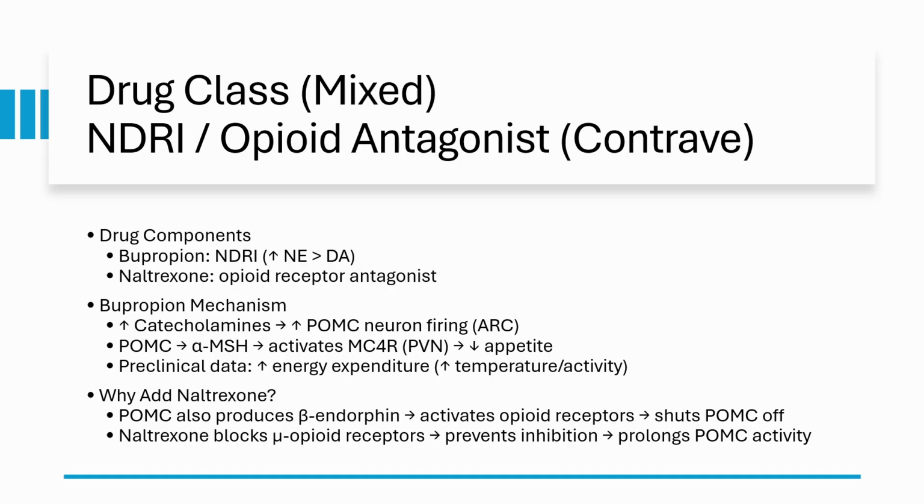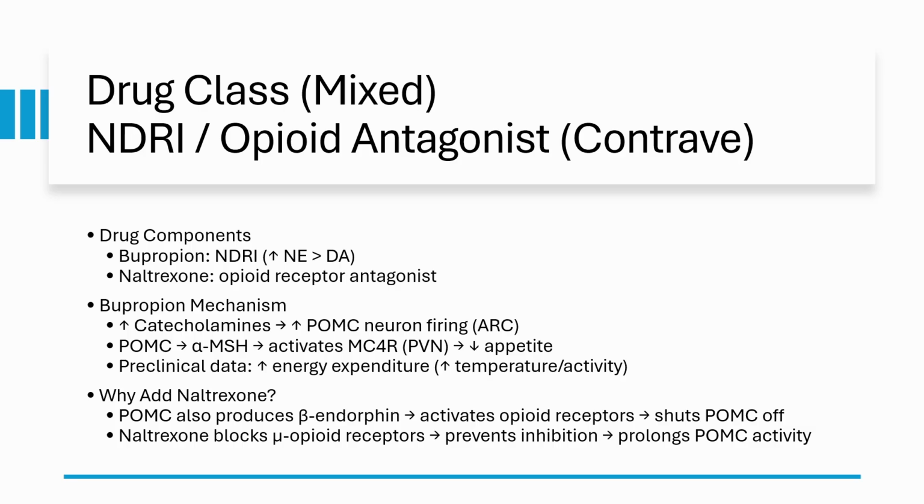Bupropion affects appetite regulation via the hypothalamus, and it also increases energy expenditure. If you watch my obesity video number 2, then you might recall that the arcuate nucleus contains Agouti-related peptide/neuropeptide Y neurons that stimulate appetite, and POMC neurons that suppress appetite, and both opposing neuron pathways converge at melanocortin-4 receptors in the paraventricular nucleus.